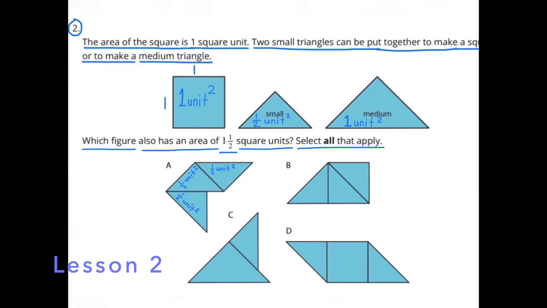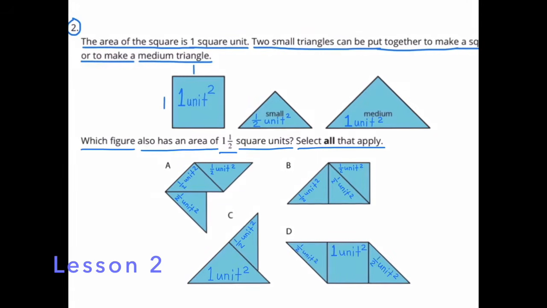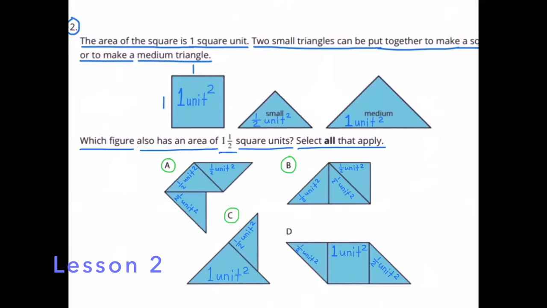3 small triangles, 3 small triangles, a medium triangle and a small triangle, 2 small triangles, and 1 square. A totals 1.5 square units, so does B, so does C, but not D. D is a total of 2 square units.